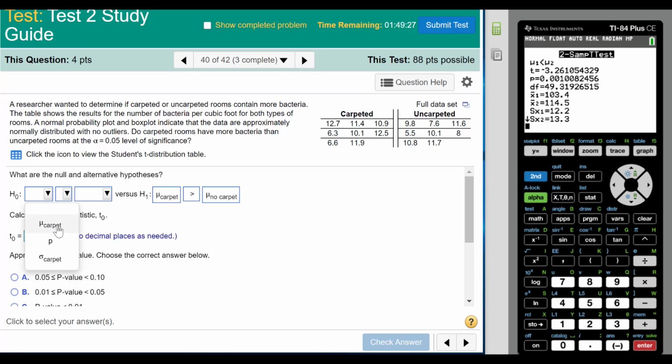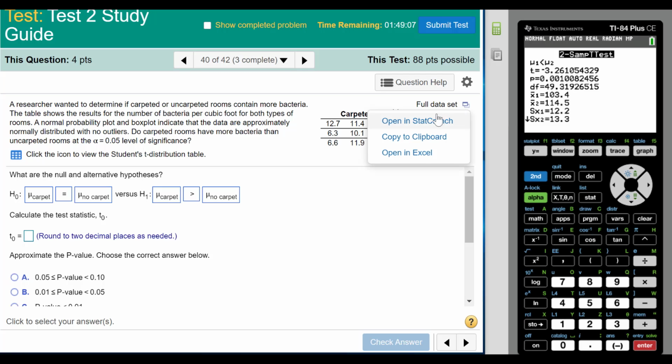And here will be what? Mu carpet equals. Remember, the null is always the equal sign. Okay. It's a two sample t-test again. How are we gonna go about doing this? You can do it in StatCrunch. If I open this in StatCrunch, I'll show you how to do that quickly.